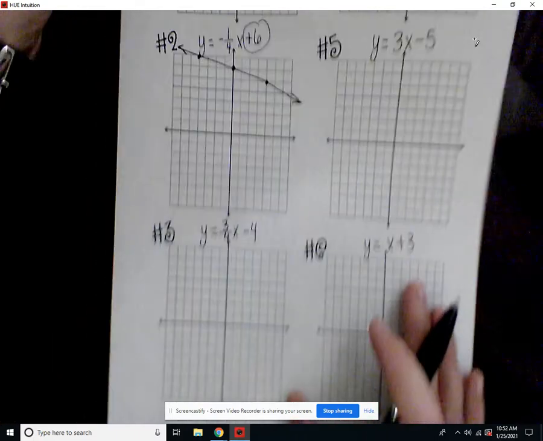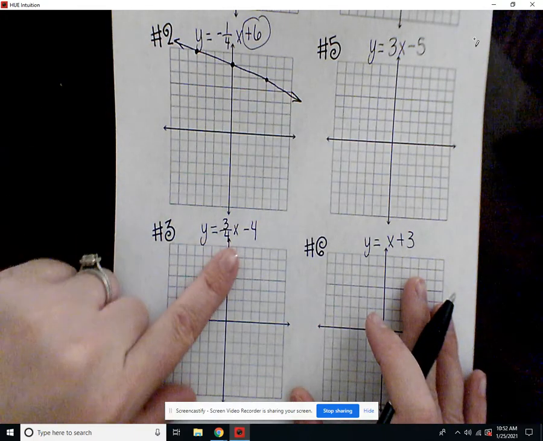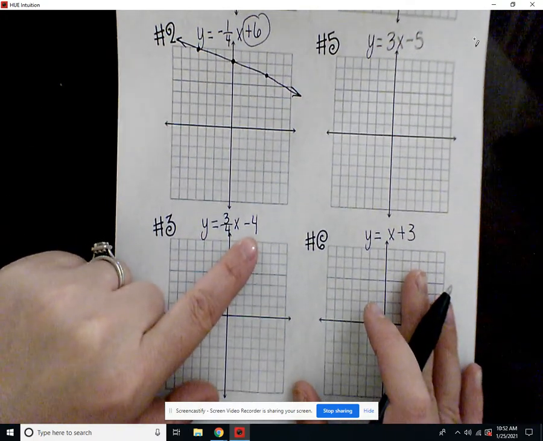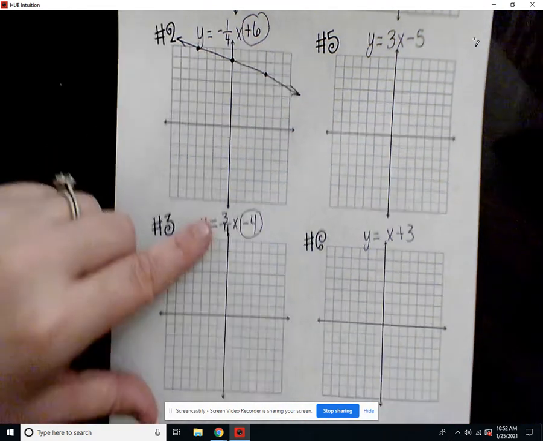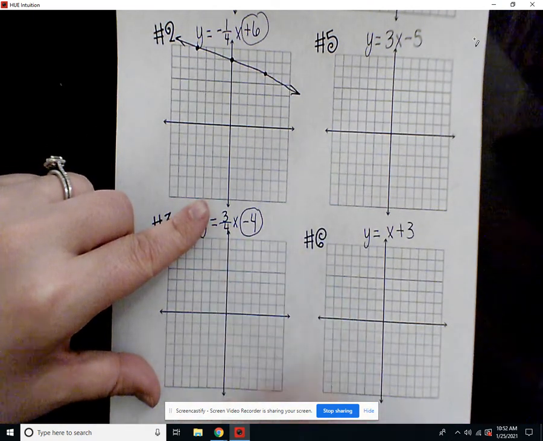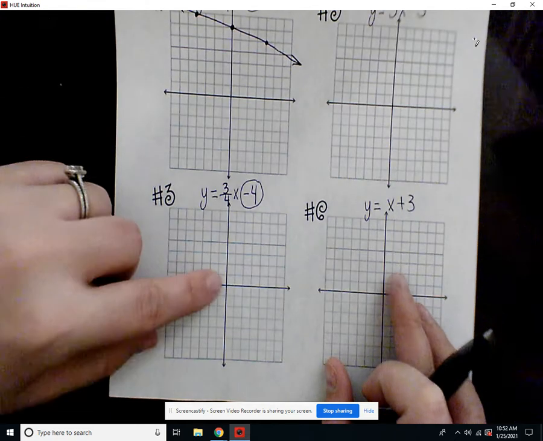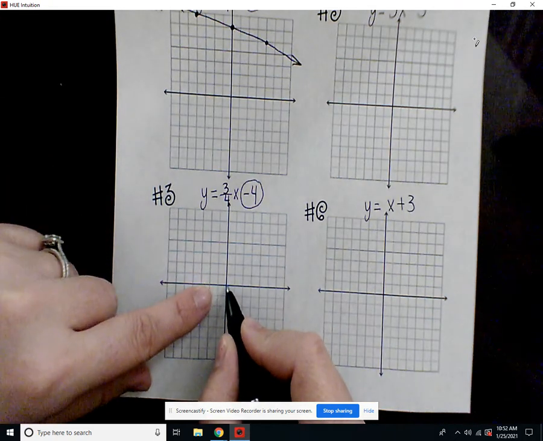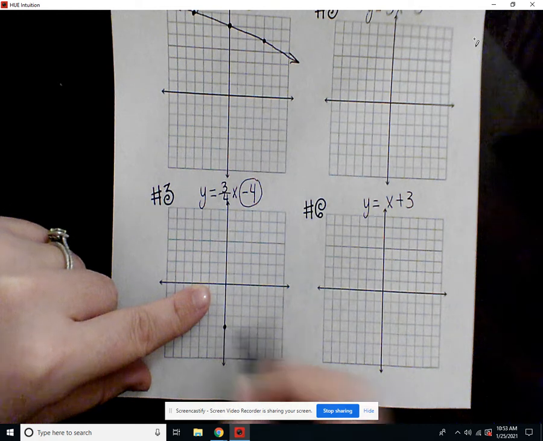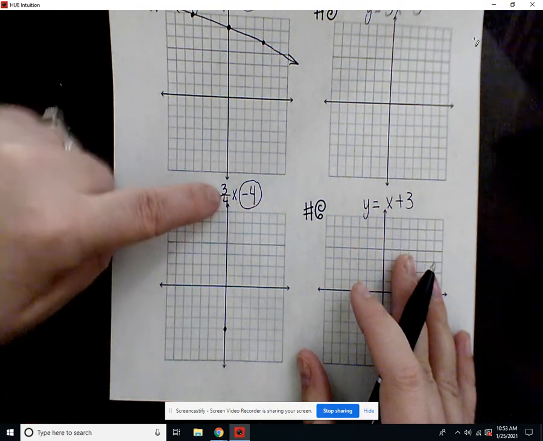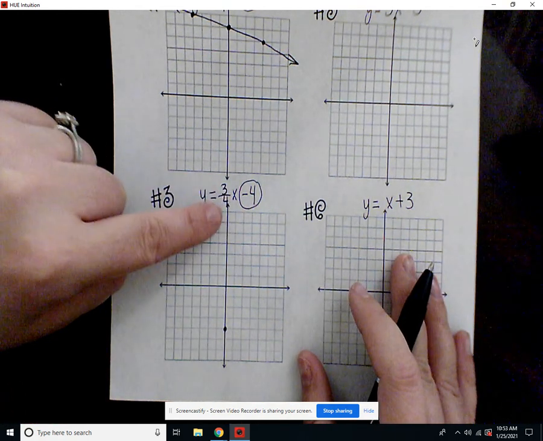All right, so let's look at number 3. So 3/4 x minus 4. So again, this is where we start on the y-axis. So that's going to be this vertical line. Start at the center. We're going to go down 4 spaces. 1, 2, 3, 4. Now we look at our fraction. So we're going to rise 3, run 4.